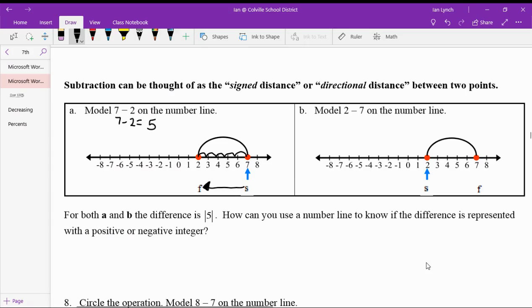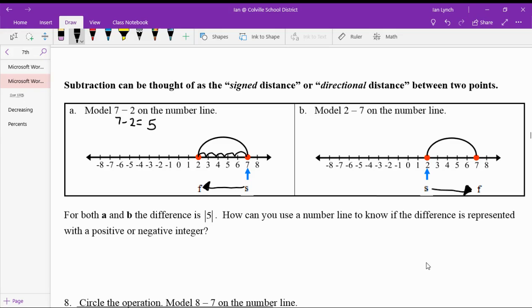So I am not going to be saying signed distance or directional distance here. We're going to be using a different method because I'm not going to tell you guys when we move to the left it is positive, because that's not always the case. And that's going to get really confusing really quickly. Like over here, 2 minus 7, we're moving to the right. So we should be thinking, oh, this is going to be positive. But really, 2 minus 7 is a negative number. But we're moving to the right, which changes things.